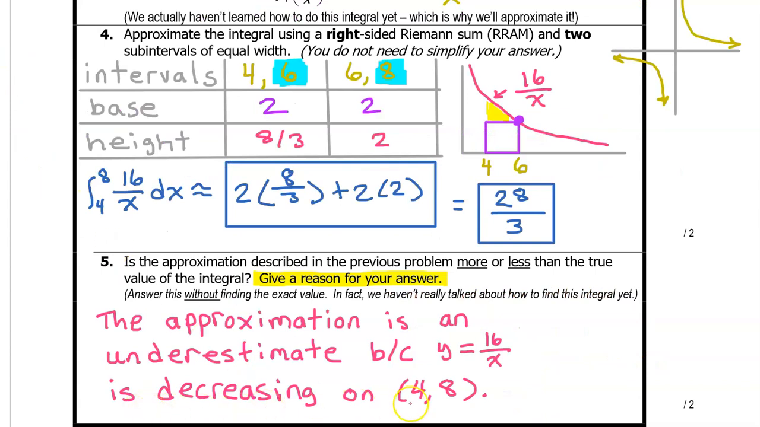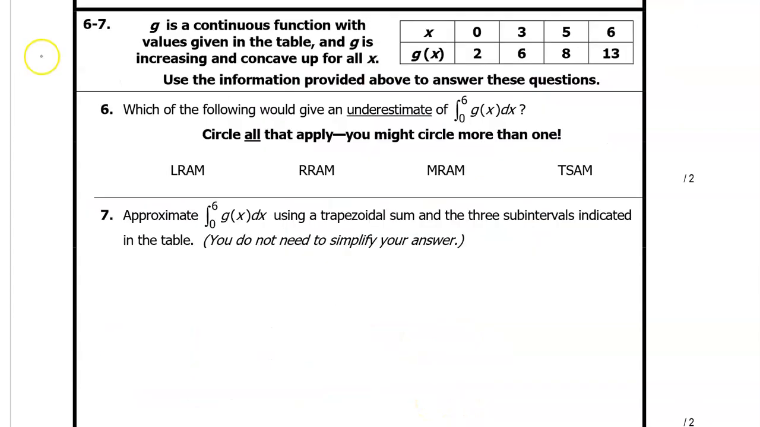We should mention the interval in our answer to number 5 as well. For number 6 and 7, g is a continuous function with values given in the table. And g is increasing and concave up for all x. Use the information provided above to answer the questions.